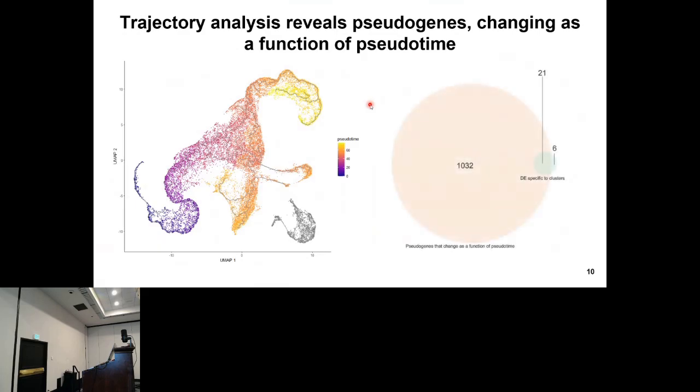Now, to assess whether pseudogene expression can be specific not only to cell types but also to cell states, we performed the trajectory analysis of our data, and we identified 1,053 pseudogenes which changed their expression patterns through cell states. And among them, 21 were differentially expressed in specific cell types.